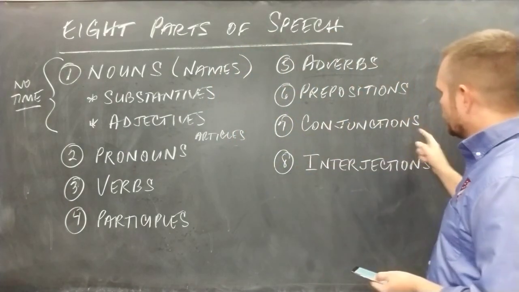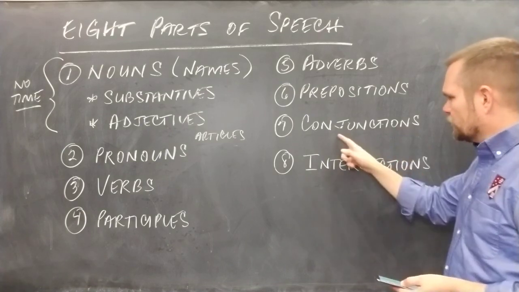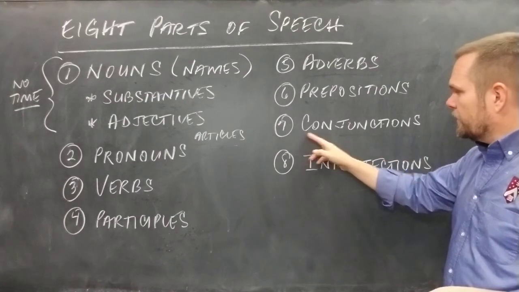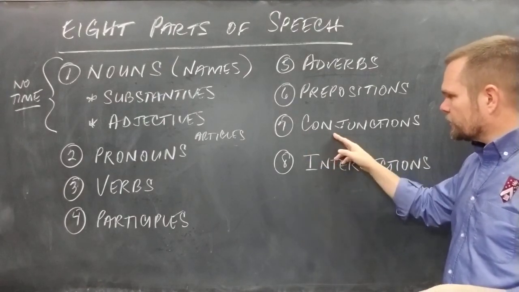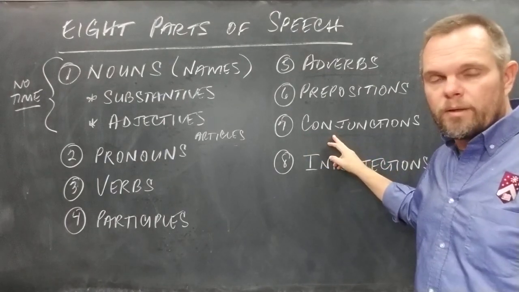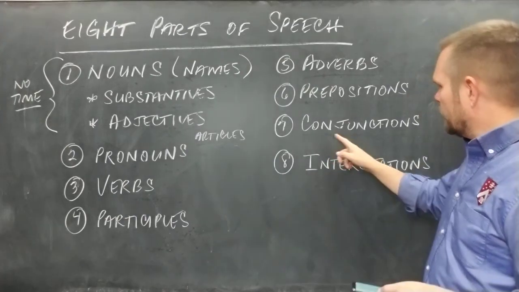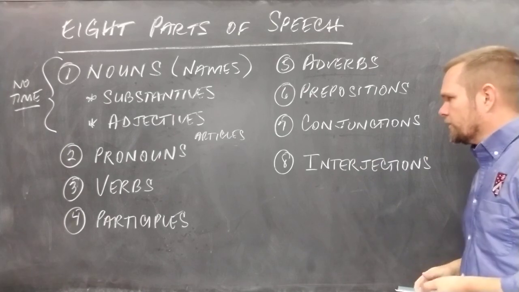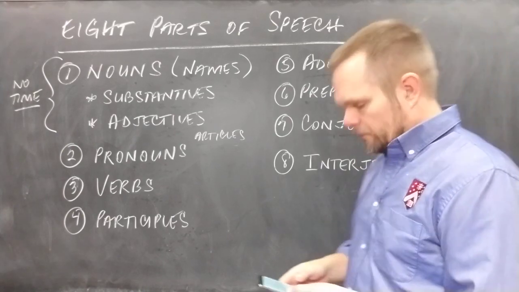The word conjunction, a junction, is joining together, and this prefix con comes from the Latin word cum, which means with. So conjunction means joining with. All right, the 7th of the 8 parts of speech.